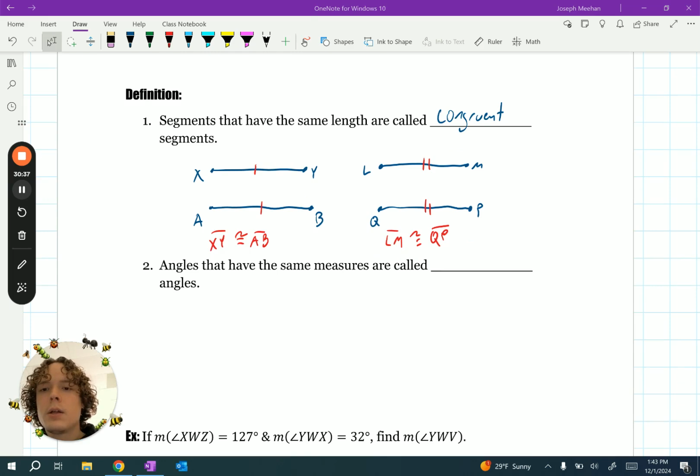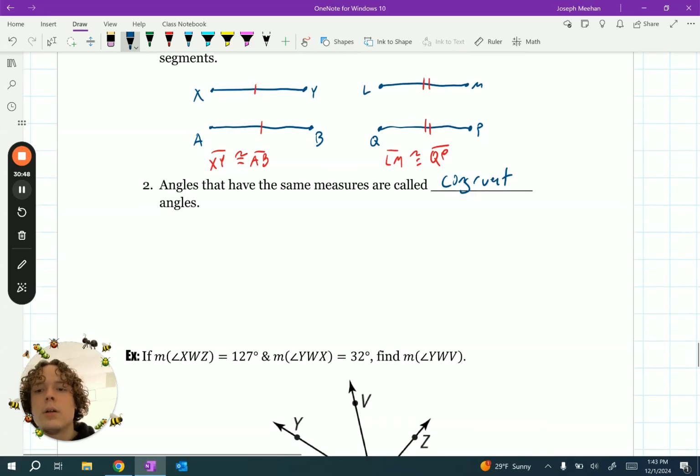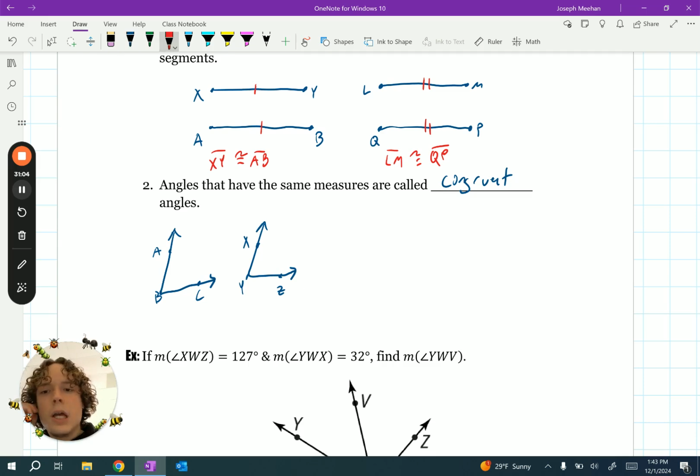Cool. Similarly, we can kind of do the same thing with angles. We can say that angles that have the same measures are called congruent angles. Congruent angles, right? So if we had angle ABC, and we had angle, let's say, XYZ. Sorry for the bad drawing there.